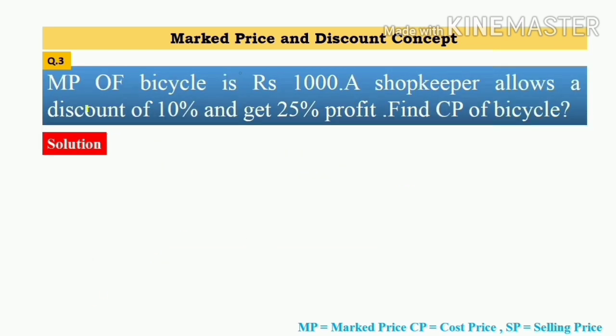Now we'll move towards the third problem. MP of the bicycle, that is the marked price of the bicycle, is rupees 1000. A shopkeeper allows a discount of 10% and gets 25% profit. Find the CP of the bicycle.